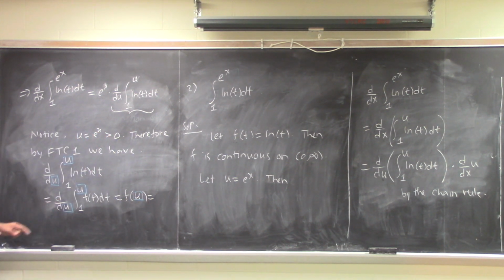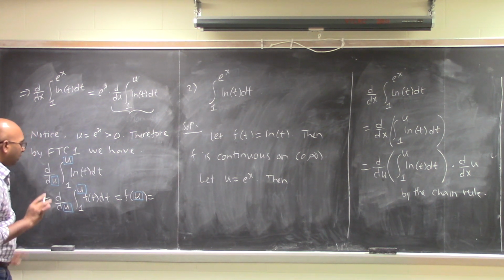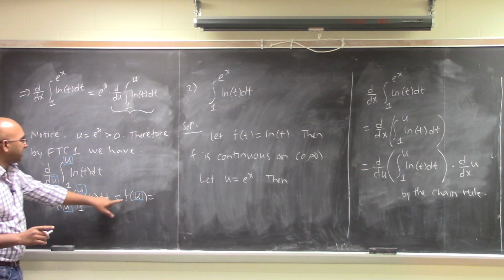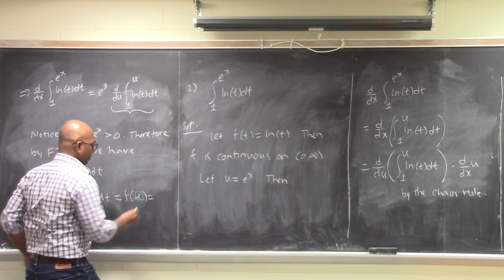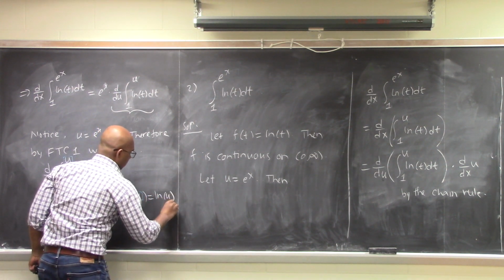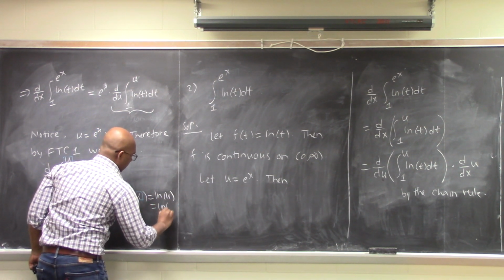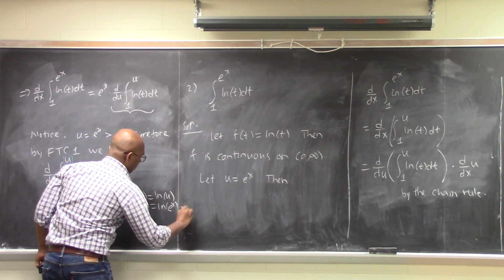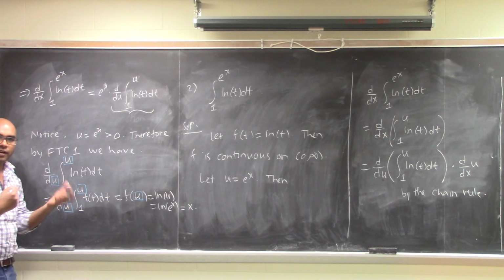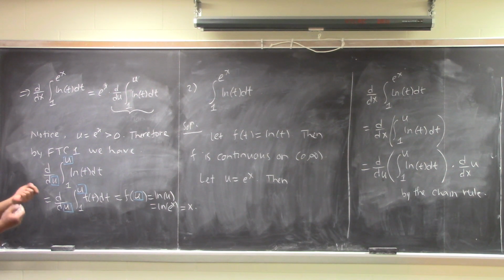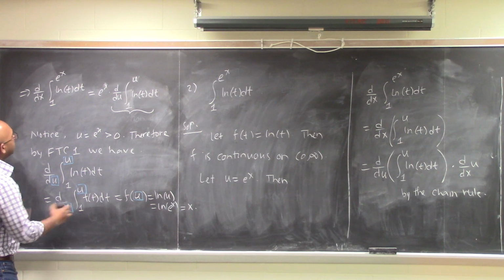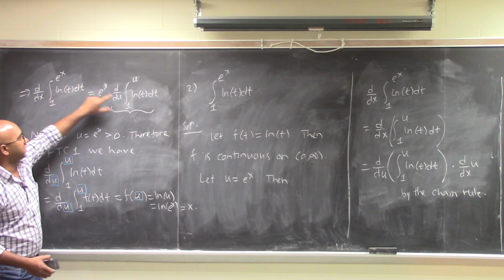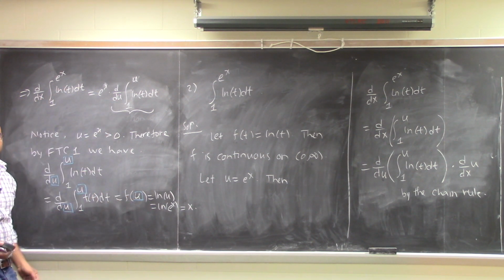Right? But what is u? U is e to the x, right? Okay, I'm going to do that, but what is f? F of an input is natural log of that input. So this is ln u, but ln u is what? Ln of e to the x, which is what? X, right? Natural log and exponential e to the x, they cancel each other. So this derivative is actually x. And therefore, the whole derivative is e to the x times x. That's it.